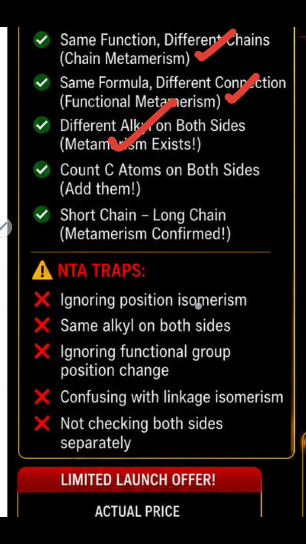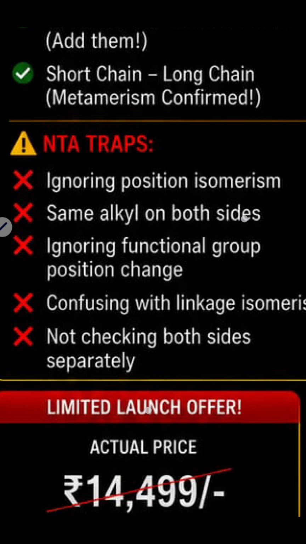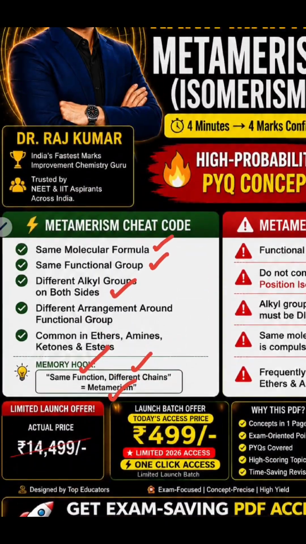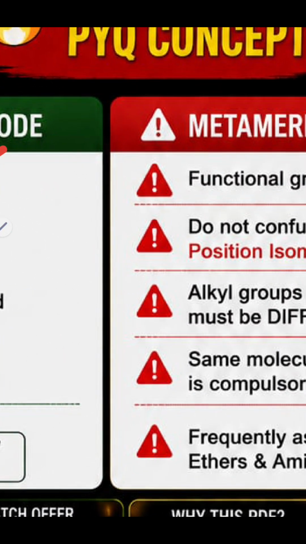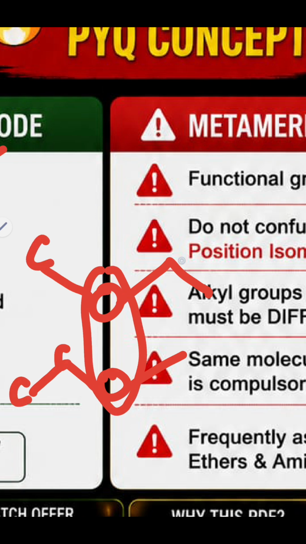And look at the further part, that is NTA traps. So remember that positional isomerism and metamerism are not the same. Remember, the functional group should be the same and the alkyl groups on both sides of the functional group must be different. But many students will make a mistake here, so I'll try to give you an example. Listen. This is a question which has been asked in the exam. If I look here, the functional group is the same, but here the side chain is 1 carbon, here the side chain is 2 carbons. Here the side chain is 2 carbons, here the side chain is 1 carbon.